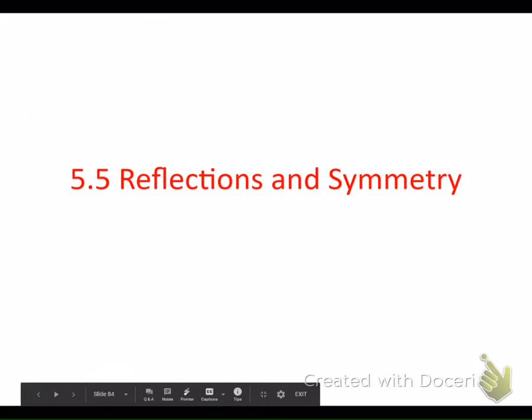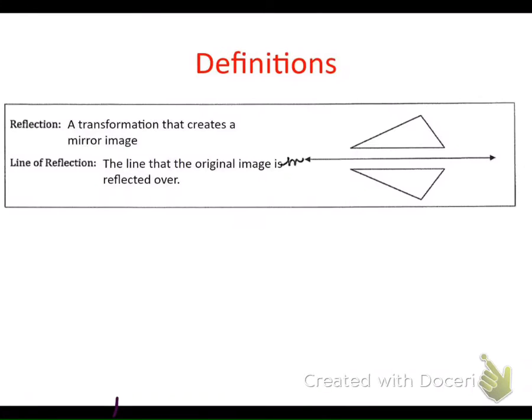All right, so 5.5 is reflections and symmetry. You do not have an objective on this. A reflection is a transformation that creates a mirror image. So it mirrors, it's like backwards basically. Then the line of reflection is the line that the original image is reflected over.